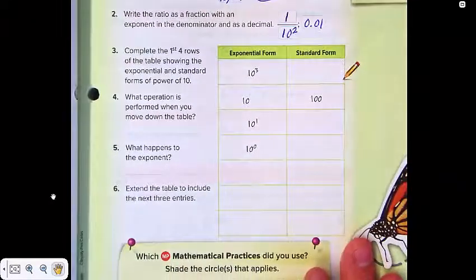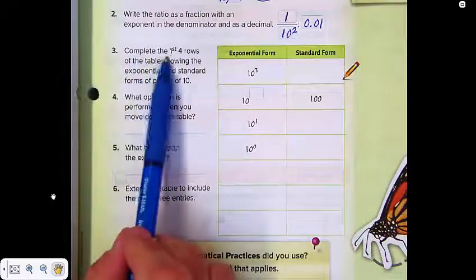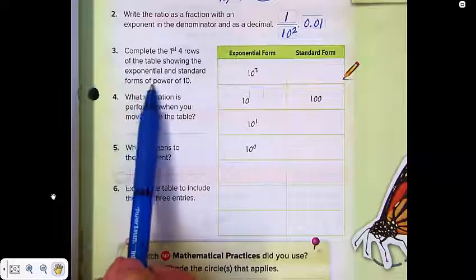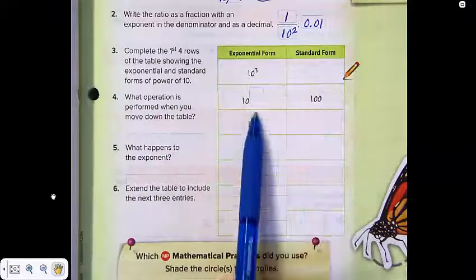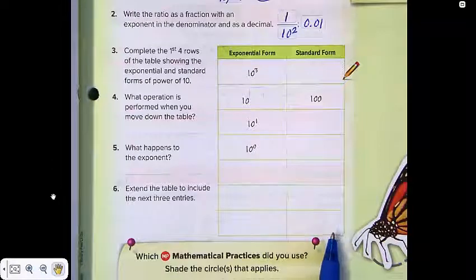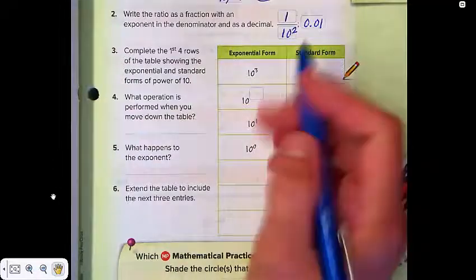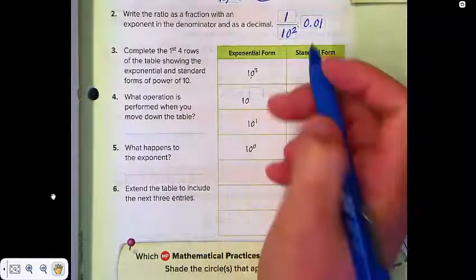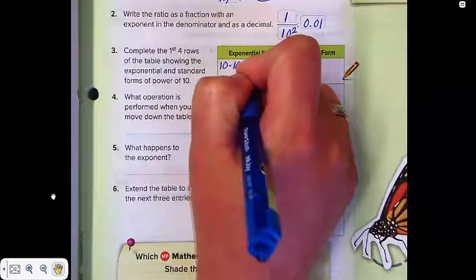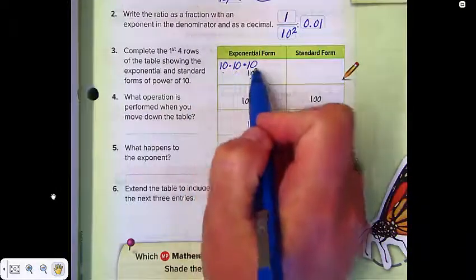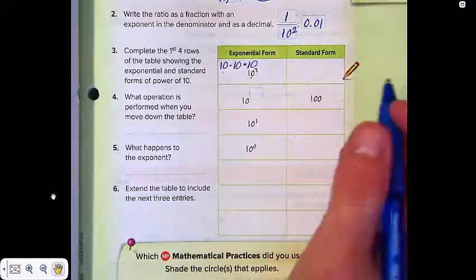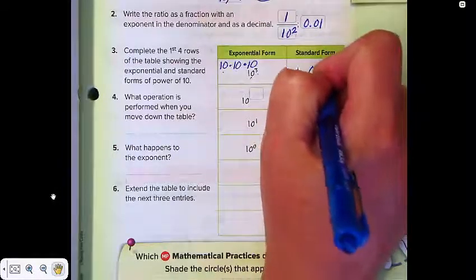Okay? So now let's apply that. Let's look at this table. And it says complete the first 4 rows of the table showing the exponential and standard forms of powers of 10. So we're only dealing with powers of 10 right here. But we want to go ahead and complete it. And this goes back to what we did 2 chapters ago when we were talking about powers. 10 to the third power, that means I'm taking 10 times 10 times 10. I have 3 of them. And I'm multiplying them together. 10 times 10 times 10 is 1,000.